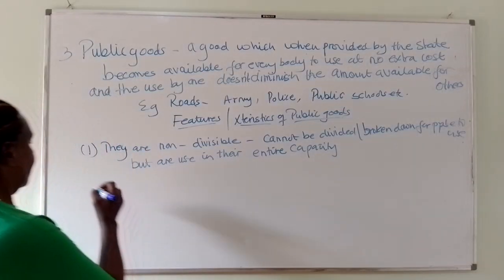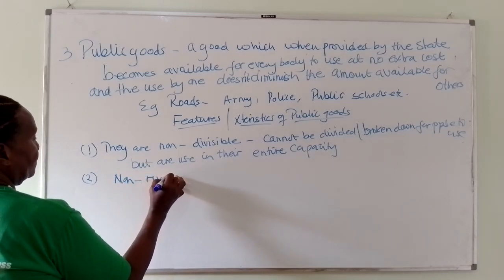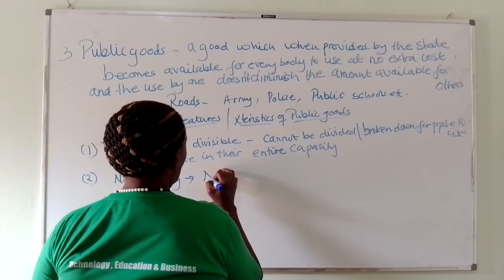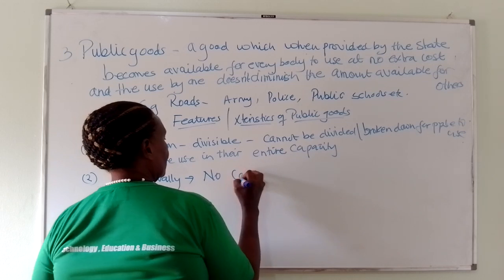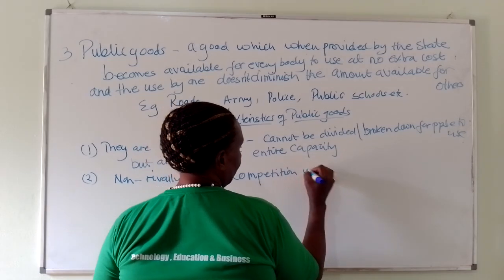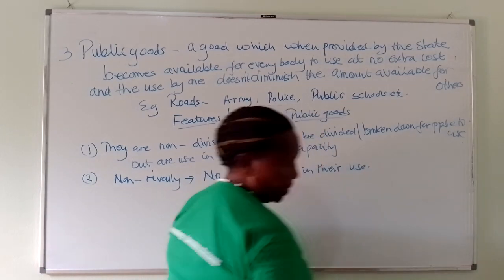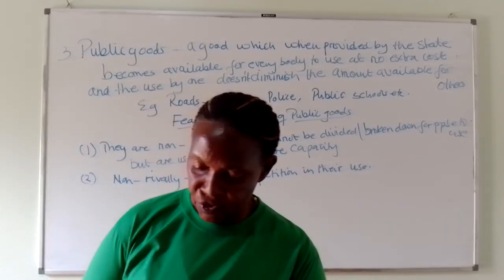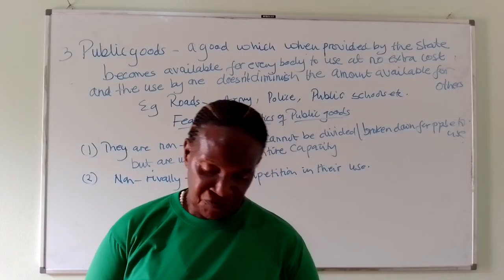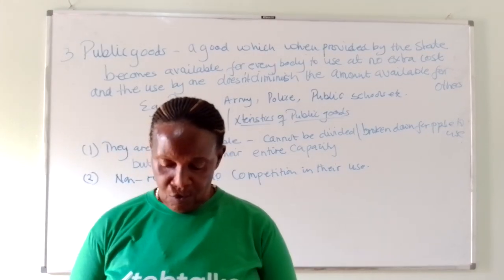Then they are non-rivalry. Public goods are non-rivalry, meaning that there is no competition in their use. Whereby people may compete, saying that I use that road more than you, so I'm more important. No way. Everybody is free to use them and you feel free and comfortable, and you are not competing with anyone.